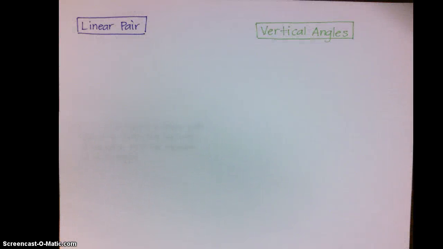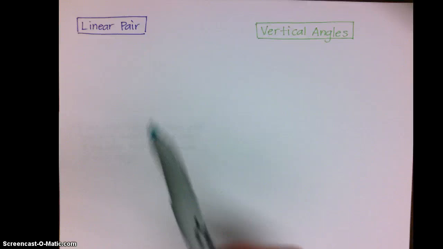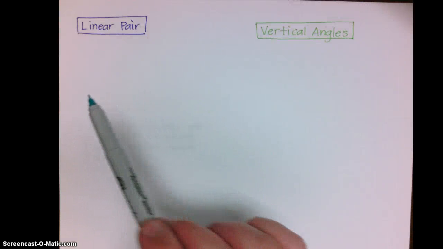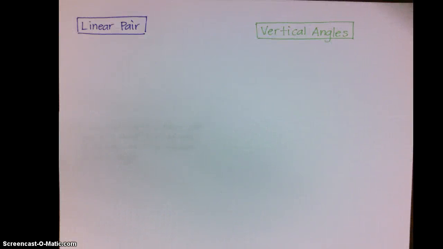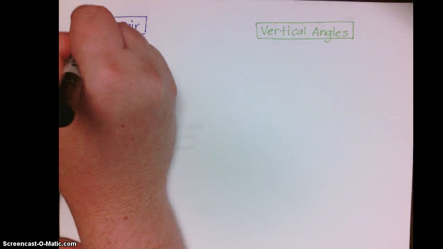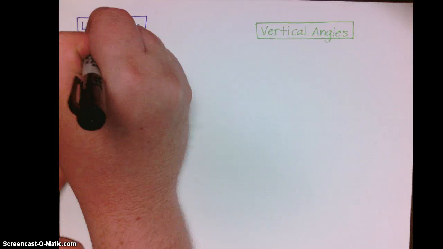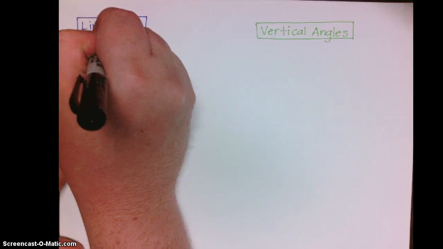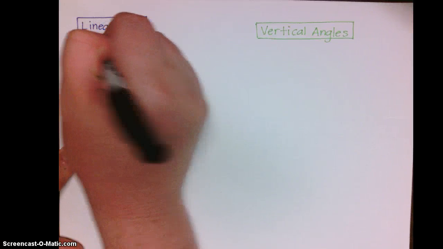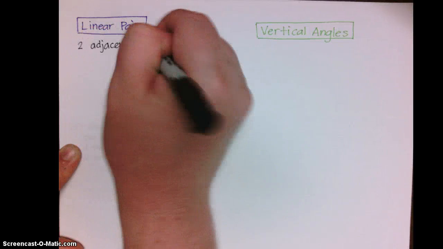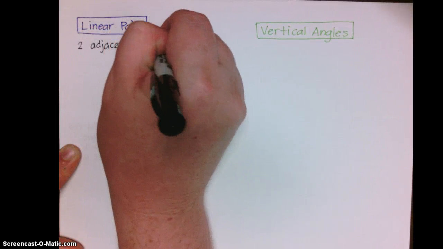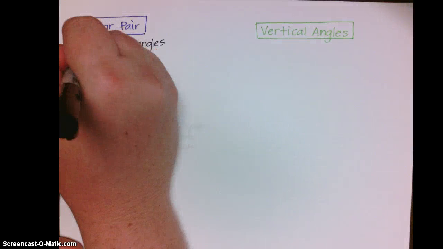A couple other terms, because that's mainly what we're dealing with in this section, is the term linear pair and also the term vertical angles. So let's go over what a linear pair is. And it's actually related to what we just talked about with supplementary angles. A linear pair is two adjacent, so that means next to, adjacent angles that are supplementary angles.